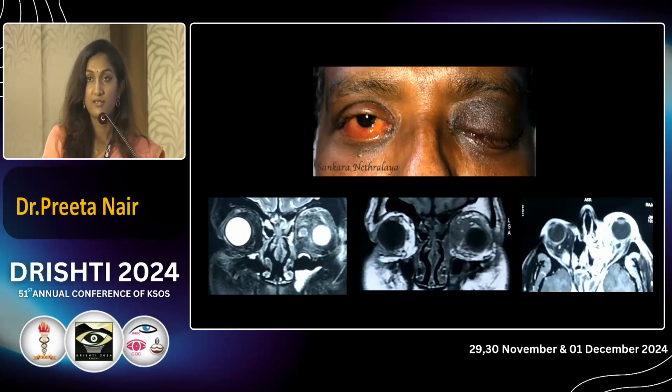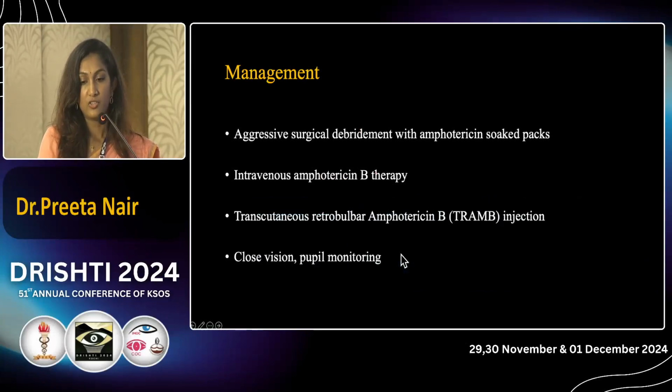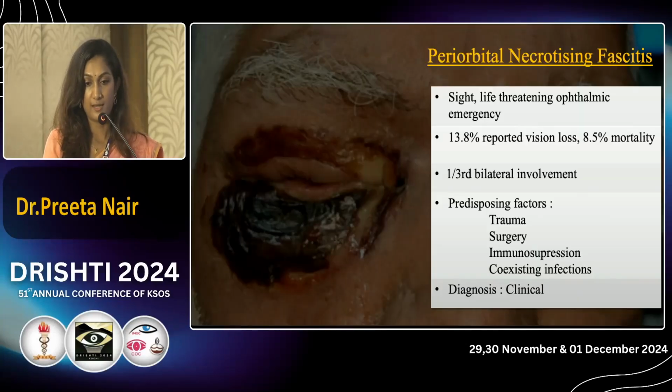In such a case, this patient had to undergo exenteration in the left orbit, because the lesion was extending towards the brain, and in the right orbit you could also see the lesions. In this patient, an aggressive surgical debridement was done and he was also started on intravenous amphotericin B therapy. Transcutaneous retrobulbar injections are also recommended. Close vision and pupil monitoring is important in all these cases.